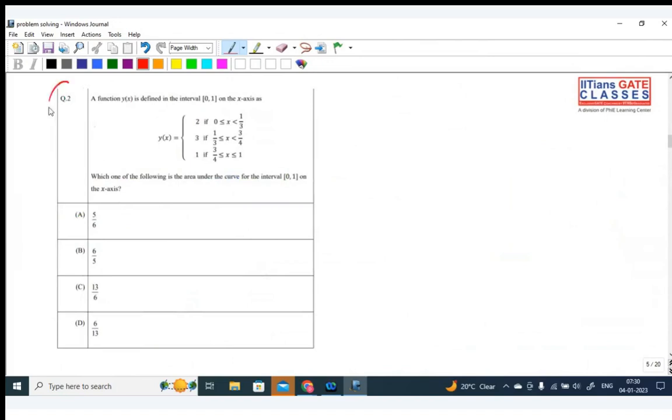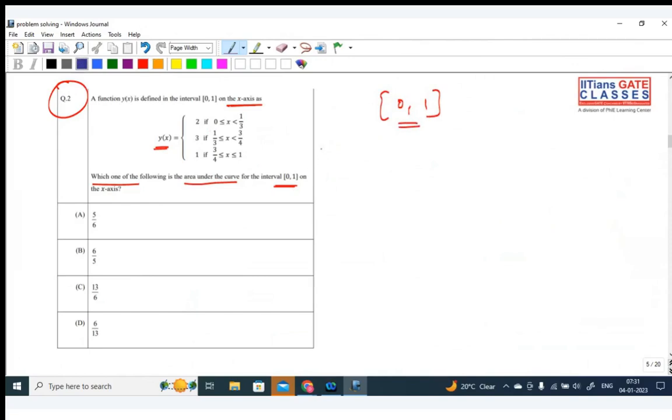This question you see, guys, this was a very good question, right? So a function y of x is defined in the interval 0 to 1 on the x-axis as given, okay, and which one of the following is the area under the curve in this interval? Okay, so this time they have given some, so it is a very simple question. You have to just integrate. Which one of the following is the area under the curve for 0 to 1? Okay, so the complete interval they have included, right? 0 to 1. So you have to just integrate this.